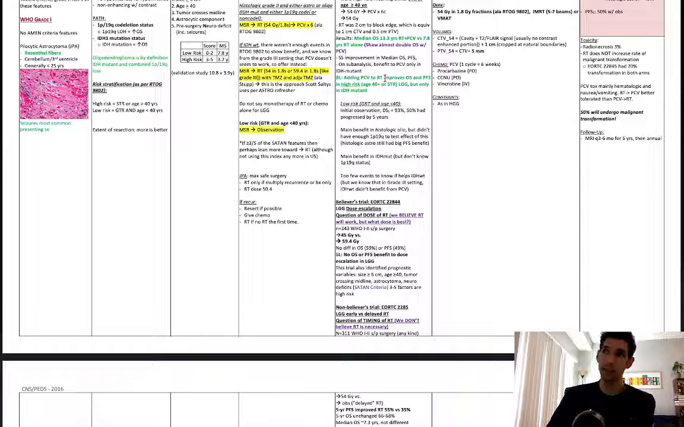On sub-analysis, there's a benefit to PCV only in IDH mutant, again, which makes sense. So the bottom line from RTOG 9802 is adding PCV to radiation improves overall survival and progression-free survival in high-risk patients, meaning age 40 or older, or subtotal resection, low-grade gliomas, but only in IDH mutant subtypes.